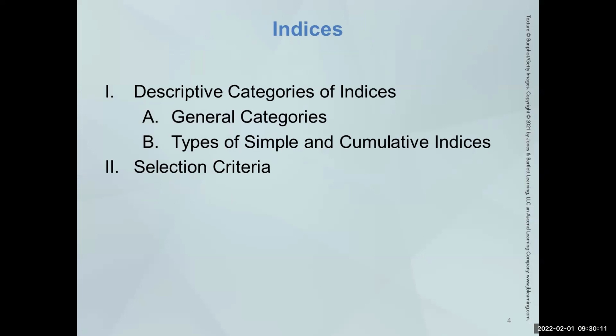Okay, so you've got your general categories. There are simple and cumulative indices. All right, so a simple is going to be simple. It's going to be fast, easy, checking one thing. Cumulative, you're looking at more than one thing. All right, but what is the selection criteria for anything? For anything, it needs to be simple to use and simple to calculate. It needs to be using minimum equipment and be inexpensive.